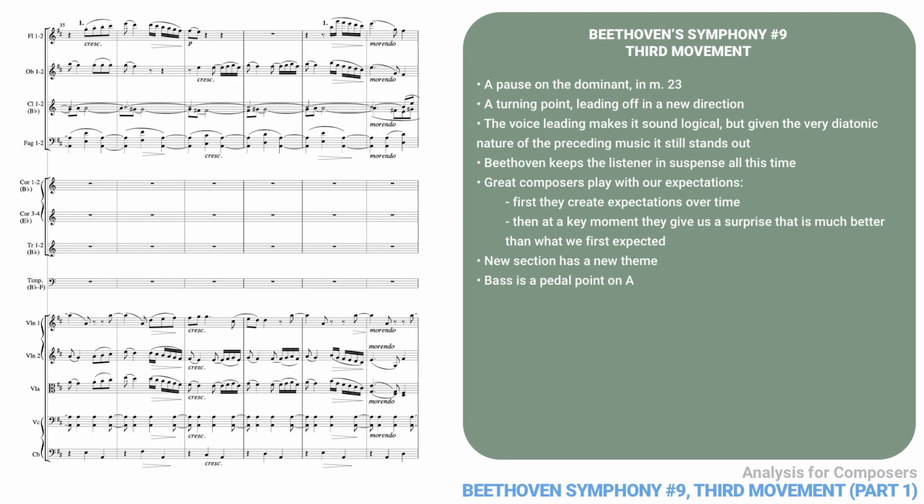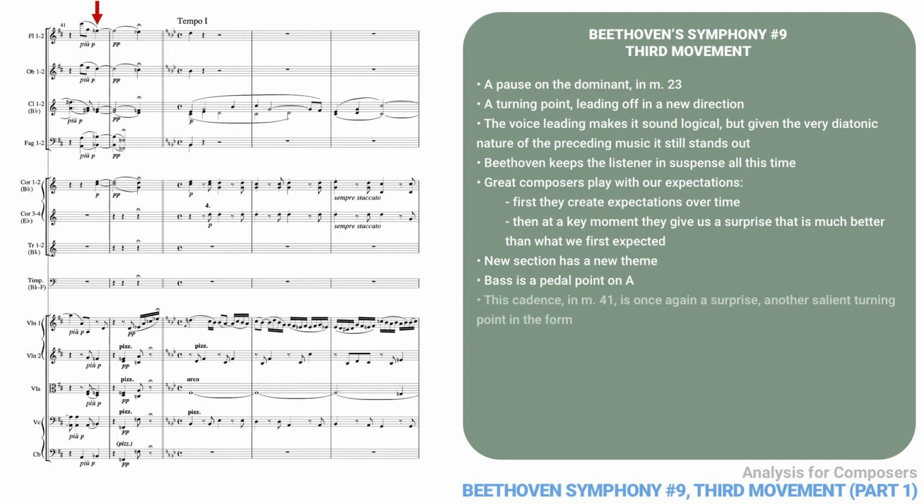As the phrase progresses in measures 35-40, and then repeats once more in 37-40, the upper woodwinds exchange the doubling of the melody between oboe and flute, the latter an octave higher. The counterpoint in violin 1 continues. Finally, at the cadence, flute and oboe play together in measures 39 and 40. The cadence in measure 41 is once again a surprise, another salient turning point in the form.